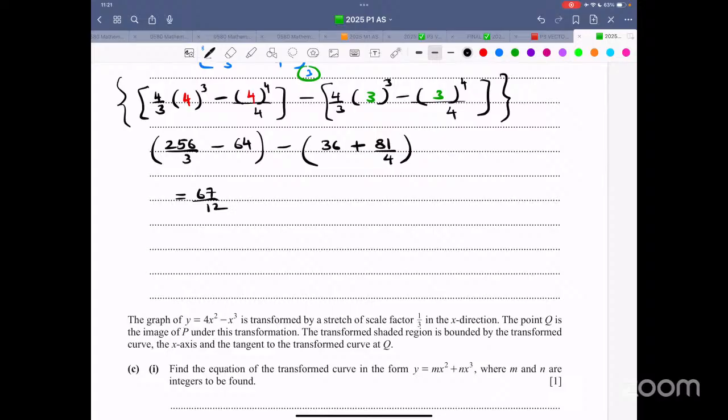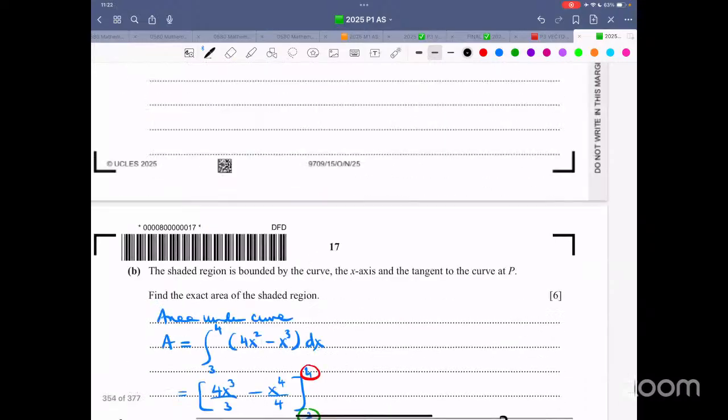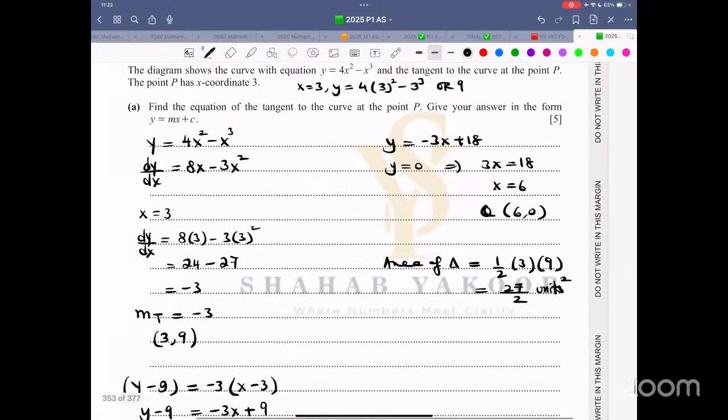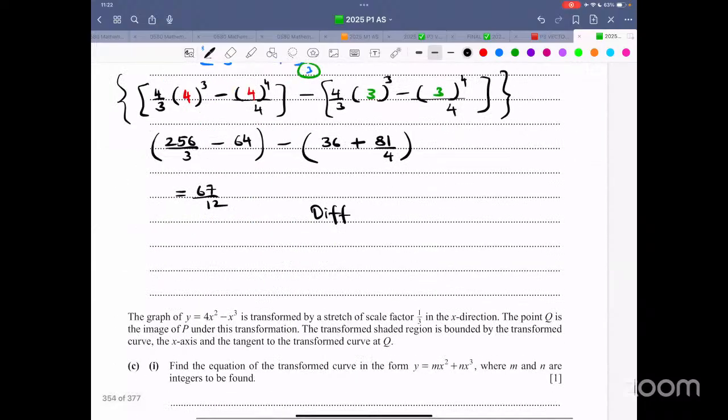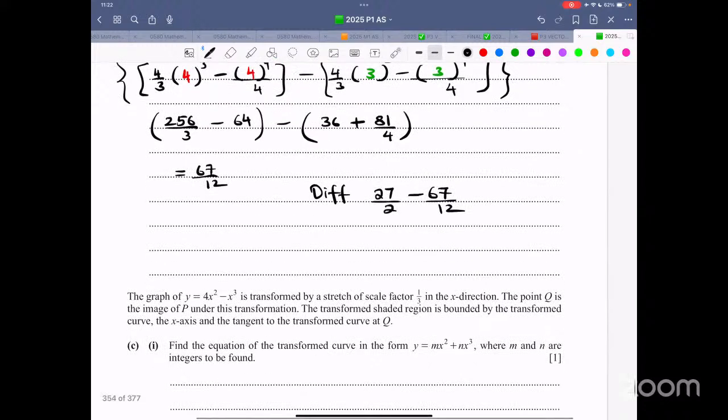So the difference is, this thing is small. That is the triangle. Triangle is bigger. So 27 over 2. So this is 27 over 2 minus 67 over 12. And this answer is coming out to be 95 over 12 square units. And that is the answer for this part.